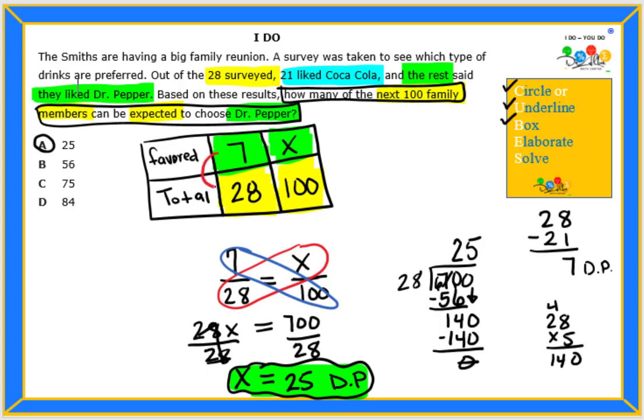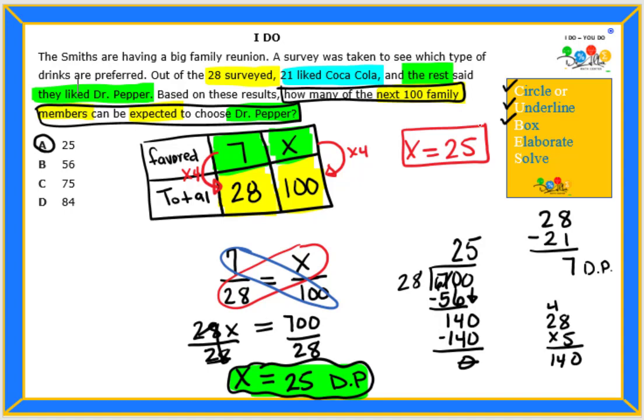Remember, from here to here, we can multiply by 4. 7 times 4 is 28. So something times 4 will give us 100. We can think about it backwards. 28 divided by 4 is 7. So 100 divided by 4 is 25. So x equals 25. So looking at those relationships is very helpful.